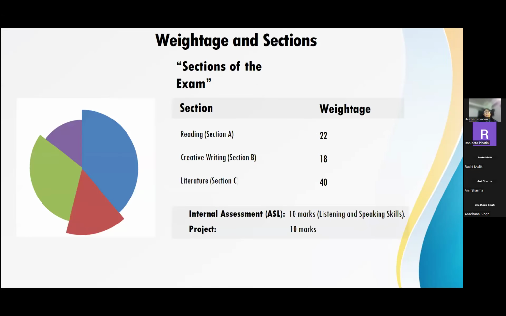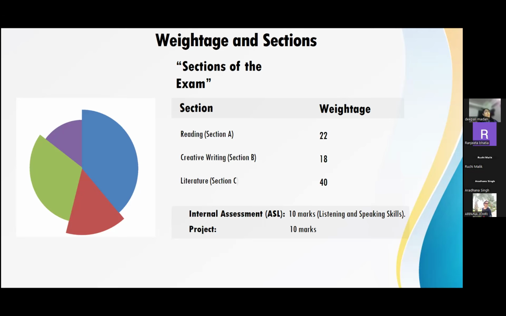Next slide. Okay. So this slide talks about the weightage of different sections. This, I guess, is in the knowledge of everybody. There are 3 sections. Section A comprising of reading comprehension, which is for 22 marks. So there'll be 2 reading comprehension questions of various different kinds.